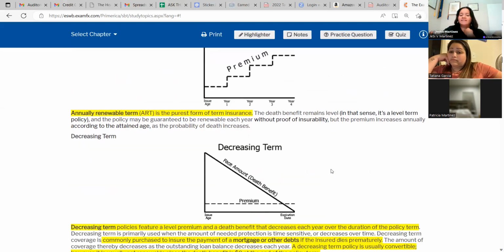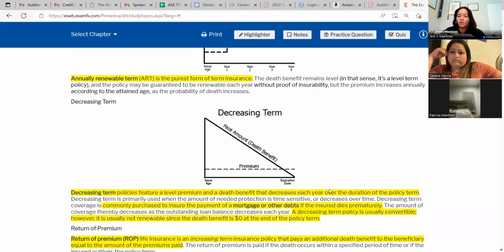Okay. Decreasing term, it's a lot of words in here. I always see it as a mortgage. That's the best way to explain decreasing term benefits. My benefit is the house, my payments I pay every month, but then the balance of it, that benefit ends up being 0 at the end of the term that I have. So you pay, and the benefit goes down, down, and down. A decreasing term policy is usually convertible. However, it's usually not renewable since the death benefit is 0 at the end of the policy. So once you're done paying it, then you're done with that insurance.